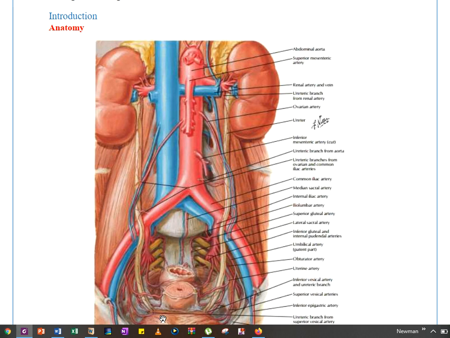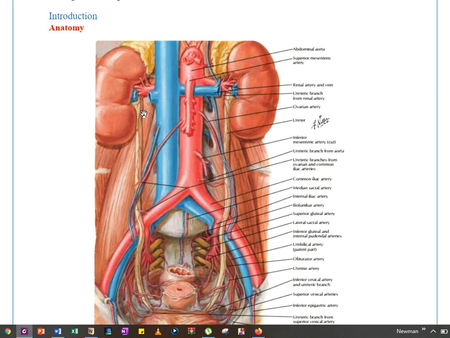So why have I put this image? This image is to show you the structures that are dealt with by urologists, but not only for showing these structures, but also for the purpose of elaborating some points, especially on the ureter.